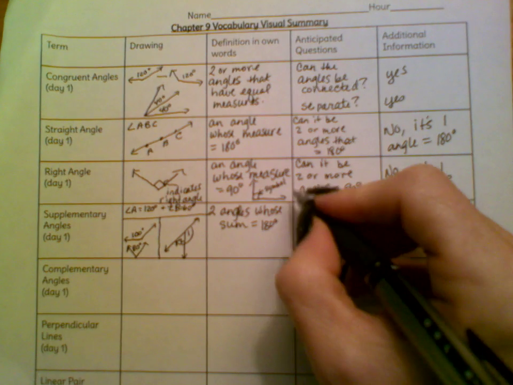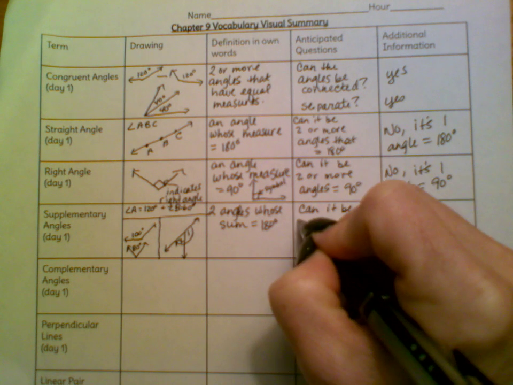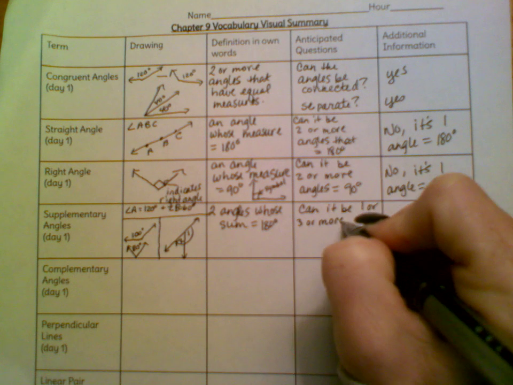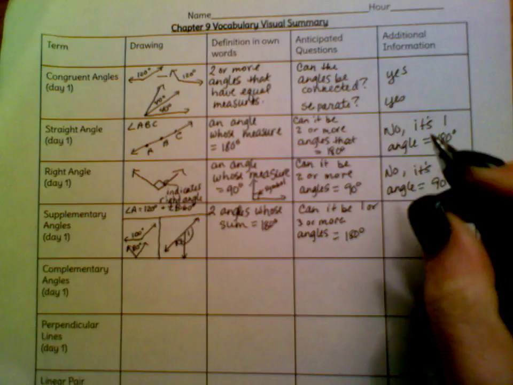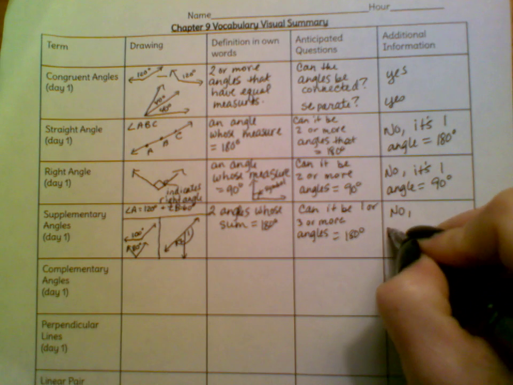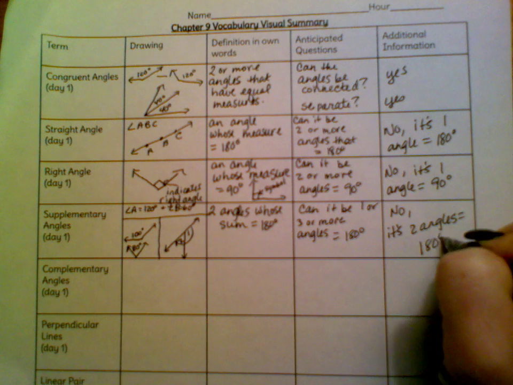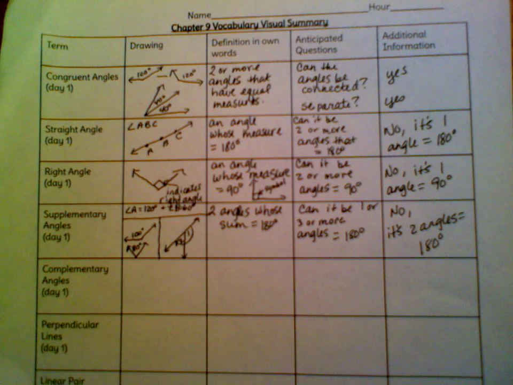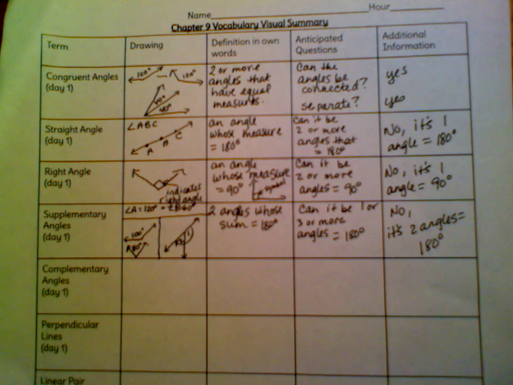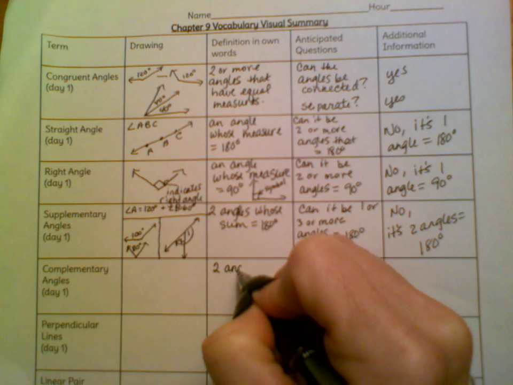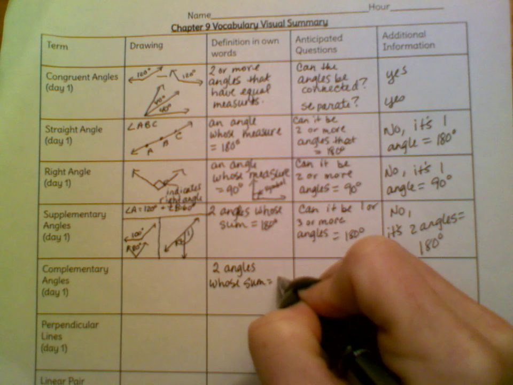So possible questions is, can it be 1 or 3 or more angles that equal 180? And again, no. In this case, it's 2 angles that equal 180 degrees. Okay, complementary is kind of similar to supplementary. It is 2 angles whose sum equals 90 degrees.